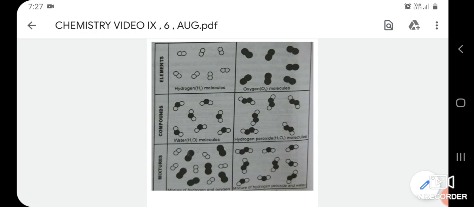So here we have completed our lesson number 2, Is Matter Around Us Pure?